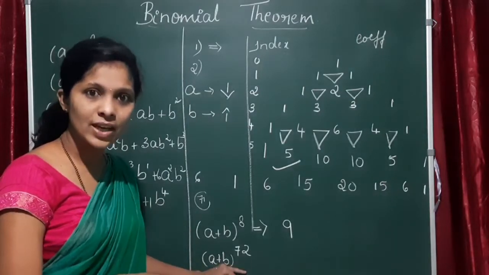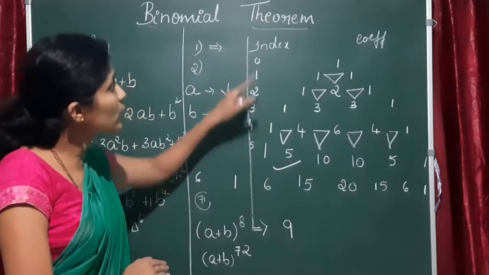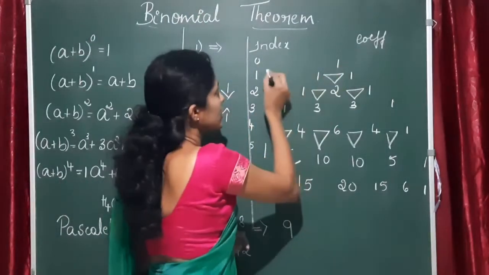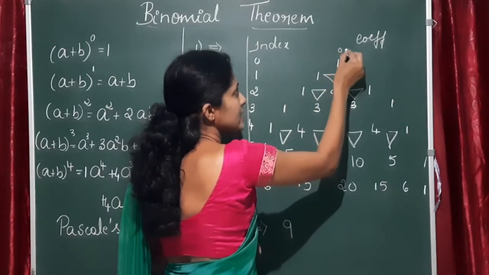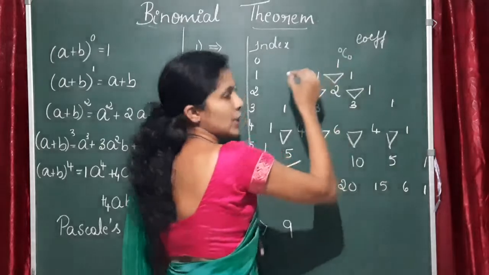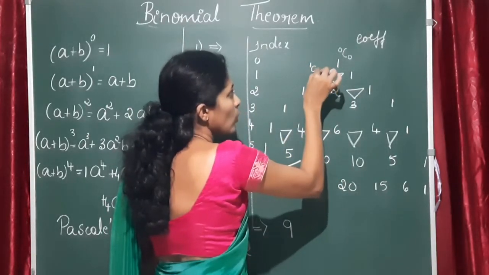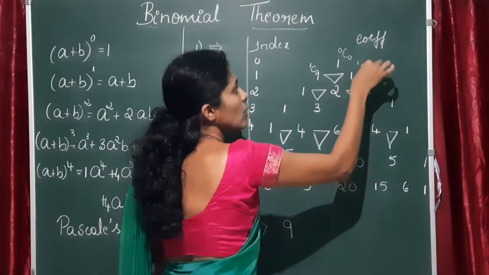Even that is lengthy. So instead of going for this Pascal's method, we will be using another method, that is the binomial theorem. Simple. See here, the index is 0, right? And this 1 can be written as 0C0. I'll explain, okay? 1 is this. So this is 1C0 and 1C1.